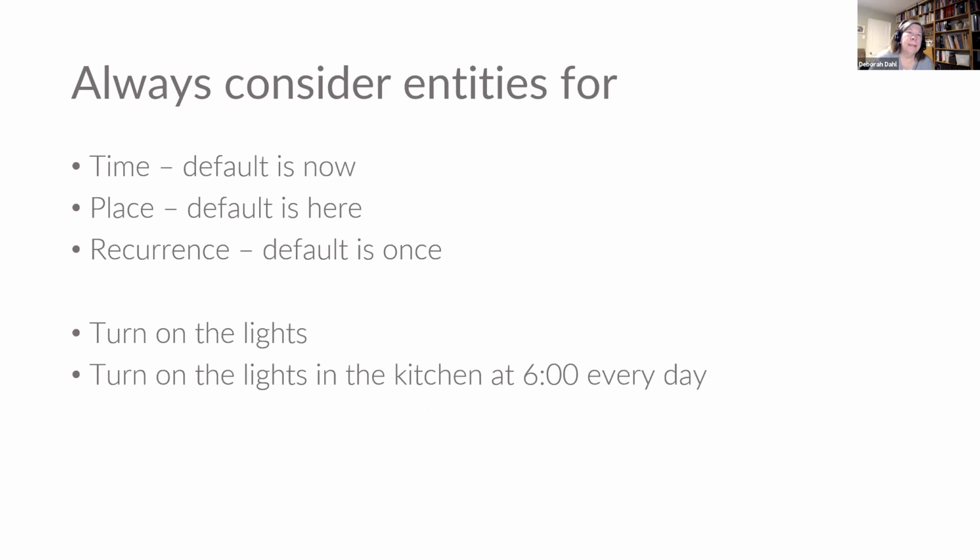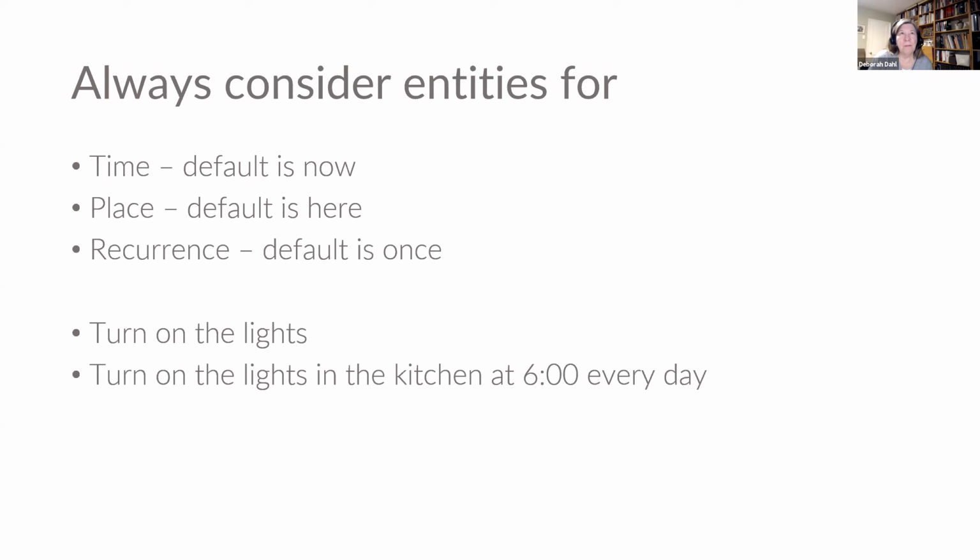One category of entities that you should always think about is what you might almost call universal entities. They're almost always a possibility. So the universal entities might be things like time, place, and recurrence. So if you don't say anything about time, place, or recurrence, you would have an utterance like, let's say, turn on the lights. That would mean turn on the lights here, now, only one time.